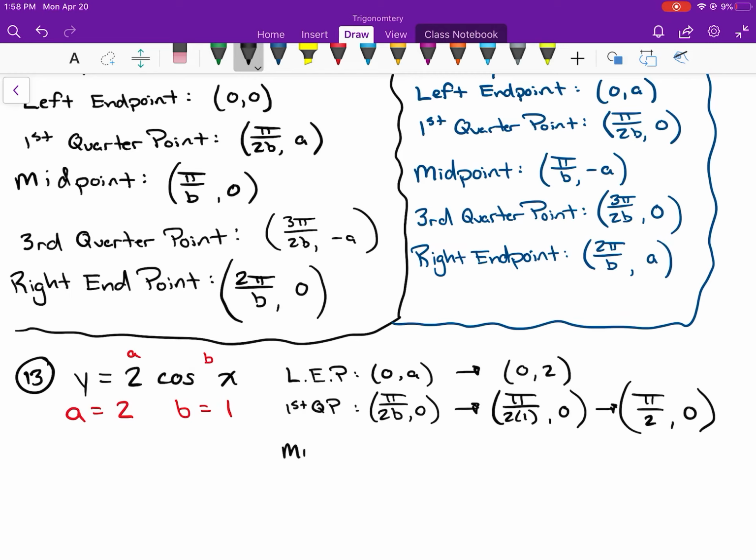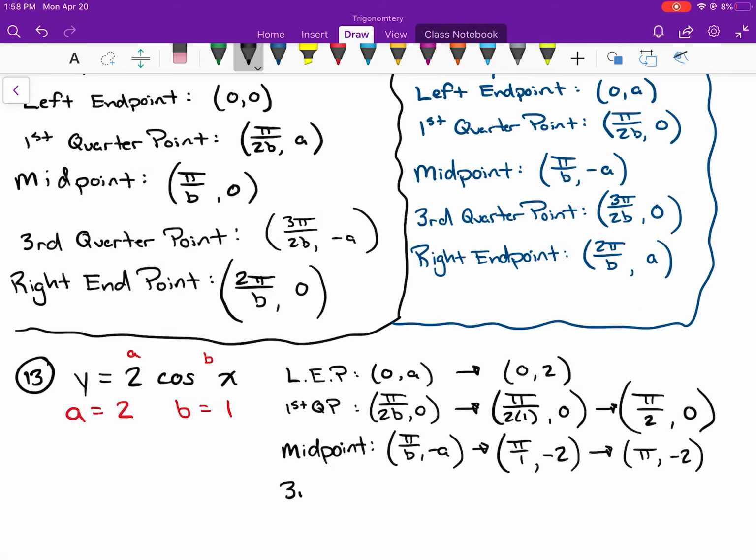And then my midpoint is pi over B, negative A. So this one requires a little more work. Plug in my B, which is 1, so pi over 1, comma, negative A. A is 2, so now it's a negative 2. I'll simplify the problem. Pi over 1 is just pi, and negative 2 will stay negative 2.